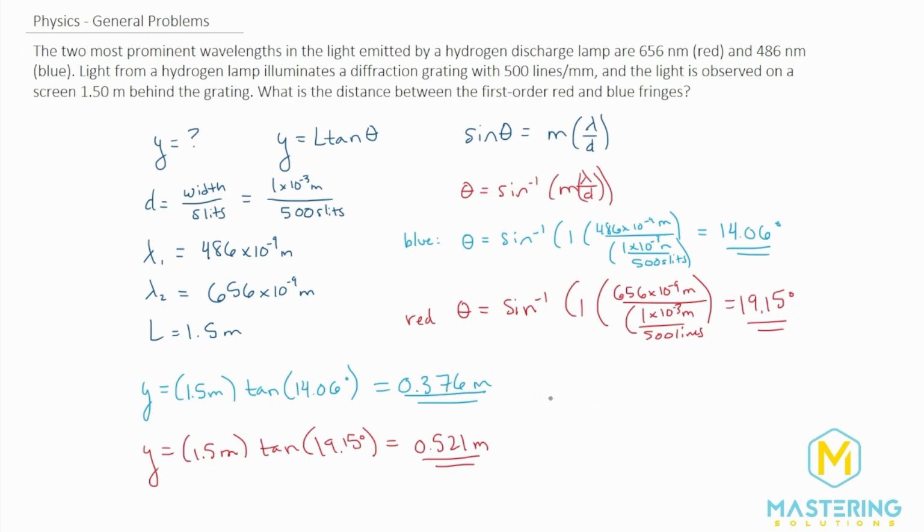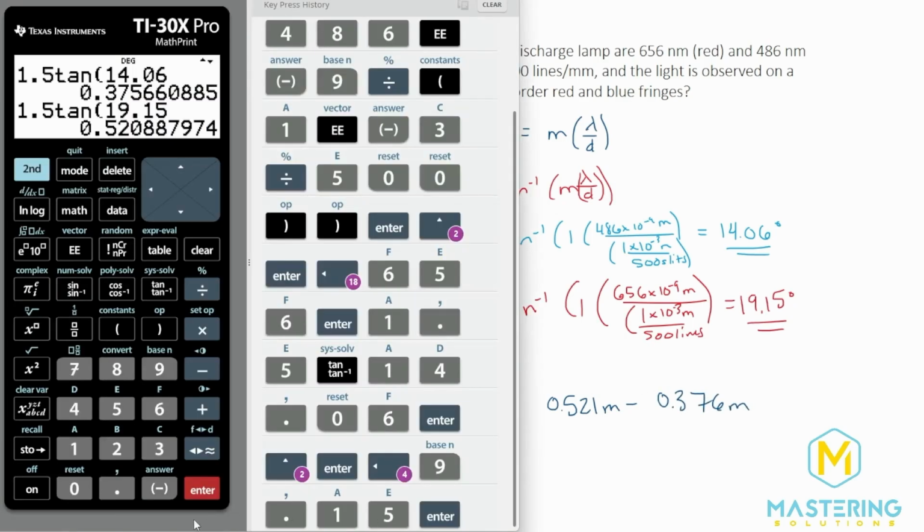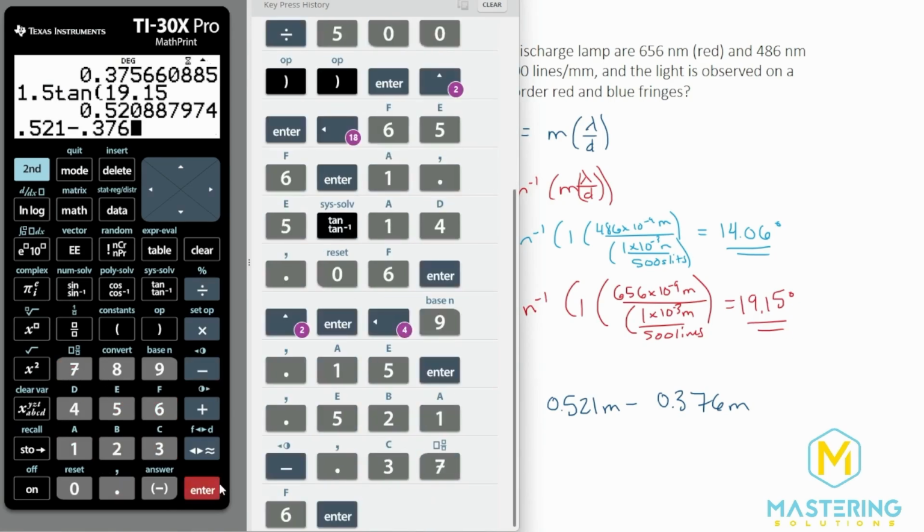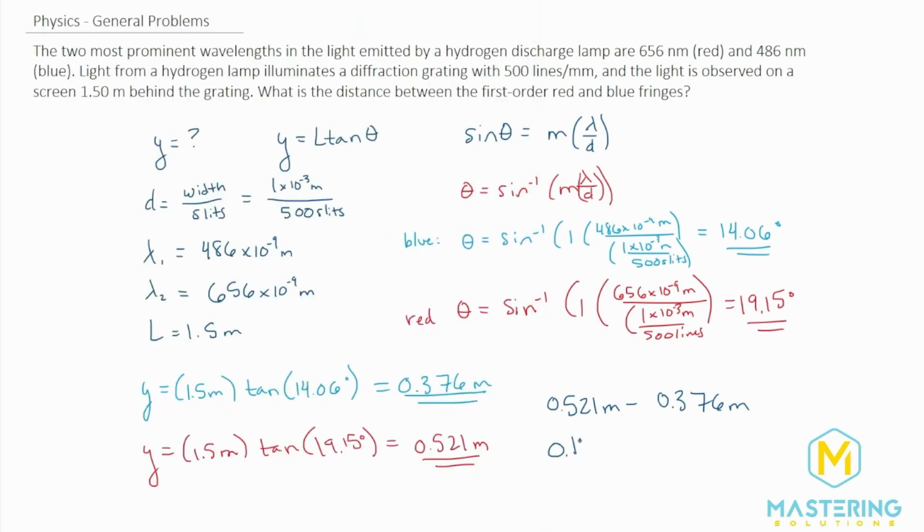So we have 0.521 meters for the red fringe minus 0.376 meters for the blue fringe. When we take the difference between those two, we get 0.145 meters. And if we convert that to centimeters, we have 14.5 centimeters. That is our distance between the first order red and blue fringes.